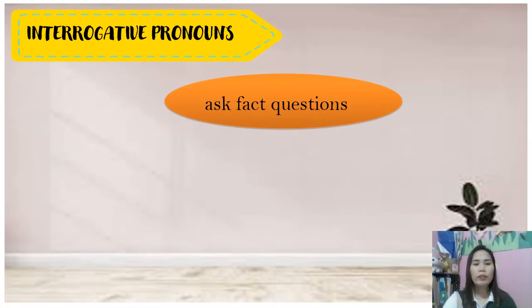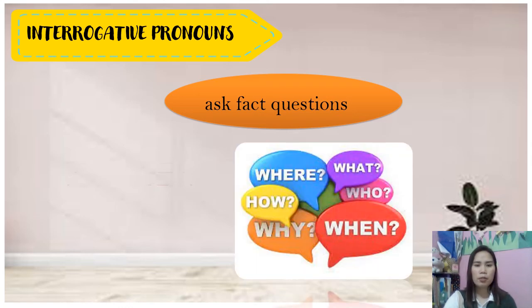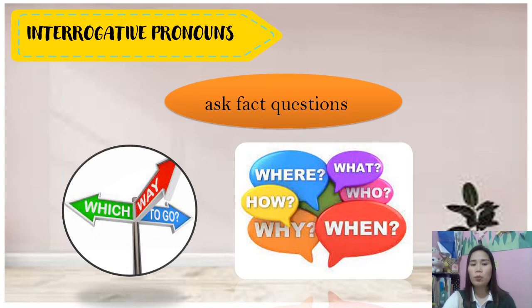Now we have interrogative pronouns. It asks questions. Here are some examples. We also have which, where, how, why, what, who, when. Do not be confused with relative pronoun and interrogative pronoun. The main difference is relative pronoun introduces a dependent clause and it is found in the middle of the sentence, while interrogative pronouns are usually found at the beginning and introduce a question. Okay, so let's have some examples.